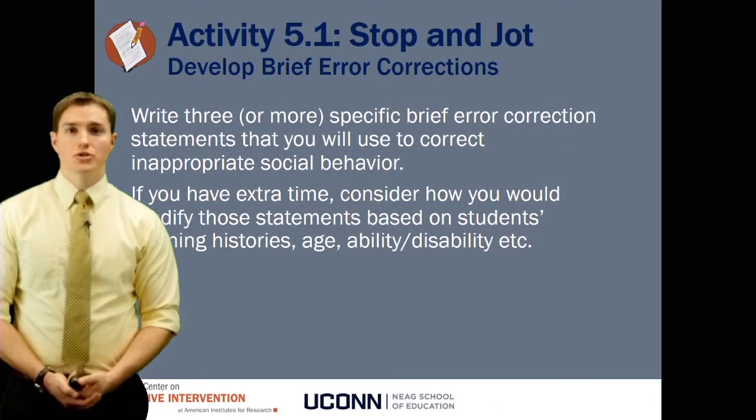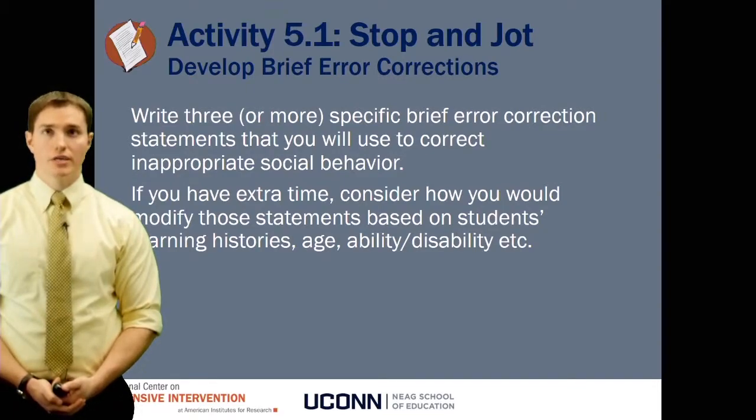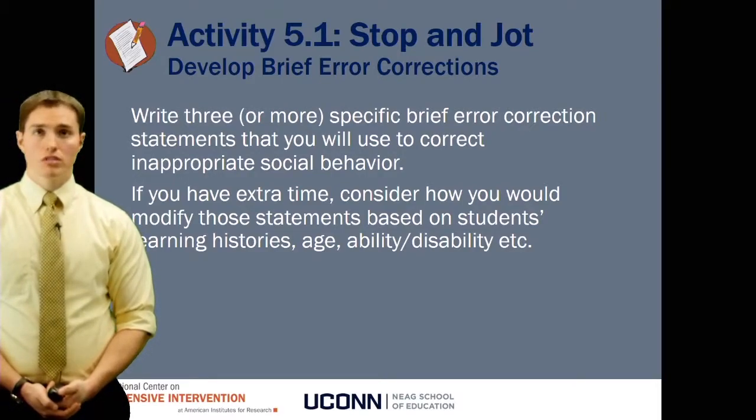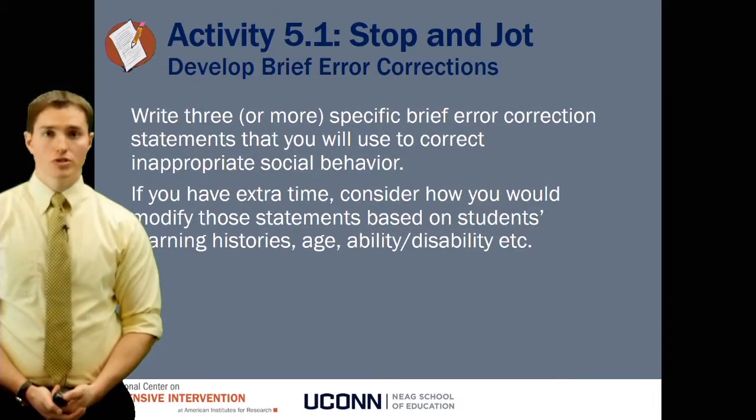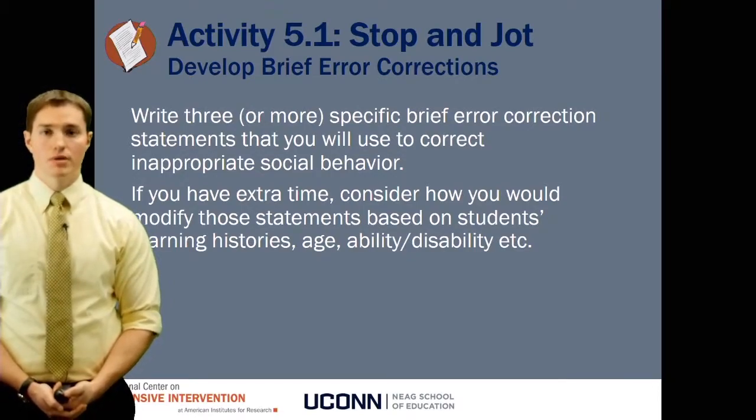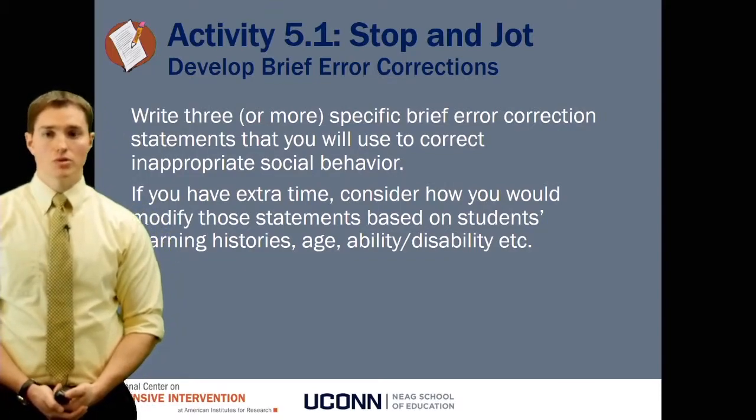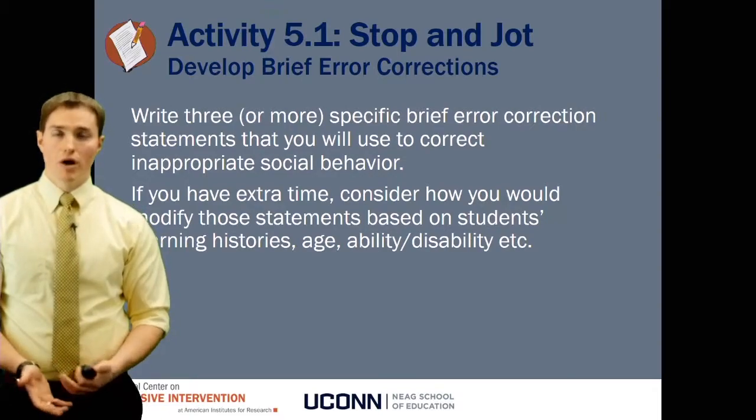We'll ask you to turn to your activity workbooks now for activity 5.1, which is a stop and jot activity. Here you're going to look to develop a brief error correction. Look to write 3 or more specific brief error correction statements that you will use to correct inappropriate social behavior in your classroom. If you have extra time, consider how you would modify those statements based on students' learning histories, their age, their ability or disability, or a variety of other variables.